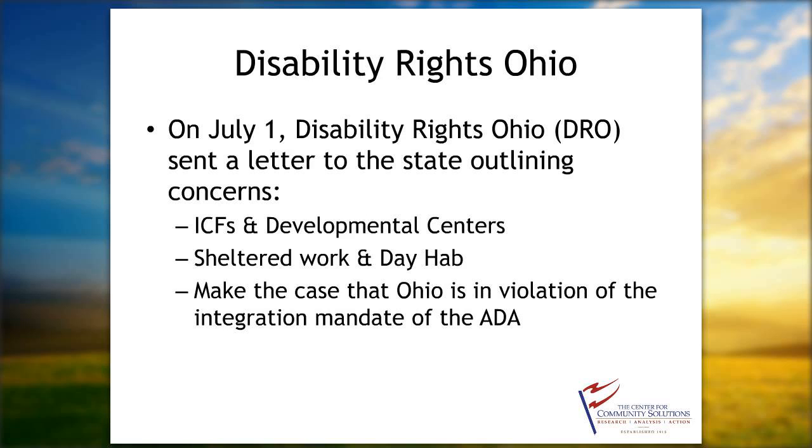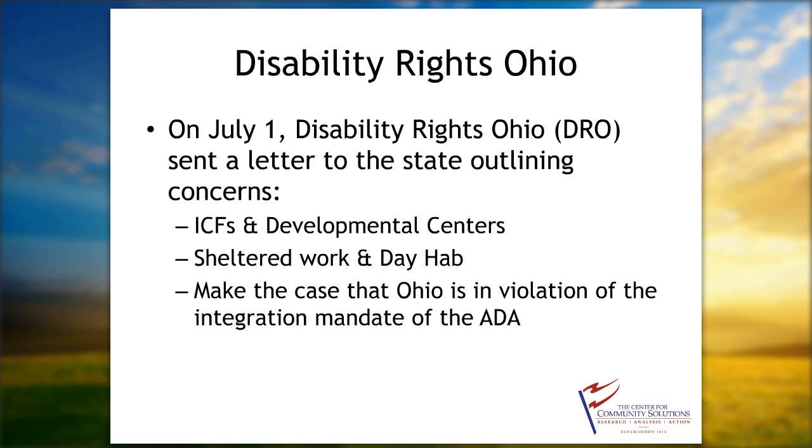The DRO letter states that Ohio is in violation of federal law, specifically the Americans with Disabilities Act, which states that unnecessary segregation of individuals is discrimination, and that services should be in the most integrated setting possible. Disability Rights seeks to make the case that the system design in Ohio favors institutional placement over waivers, since counties pay the bulk of the bill for community services, while the state picks up the tab for institutional care.